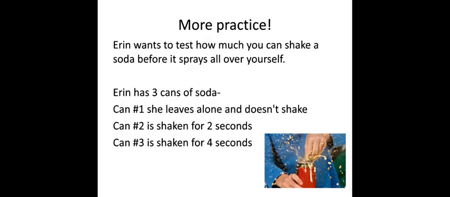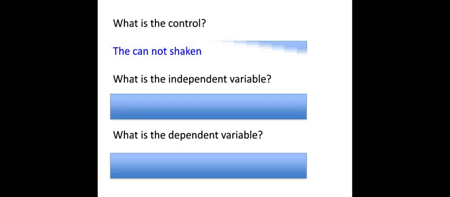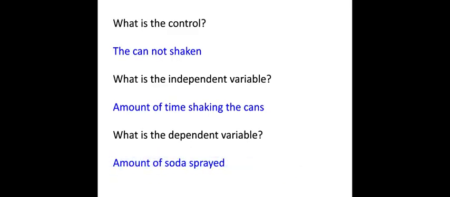More practice. Let's look at a couple more examples here. Erin wants to test how much she can shake a soda can before it sprays all over herself. You know, just one spray more. She has 3 cans, leaves one alone, shakes one for 2 seconds, and shakes one for 4 seconds. So what's the control? Which one is she going to compare her experimental cans to? Well, the can that's not shaken. What is the independent variable? What did she change? The amount of time the can is shaken. And what is she measuring? What's the dependent variable? The amount of soda sprayed.